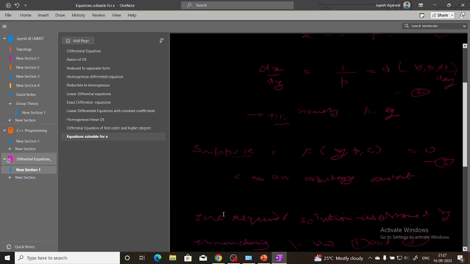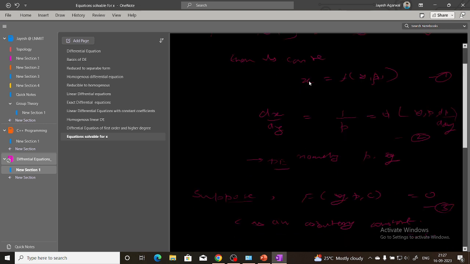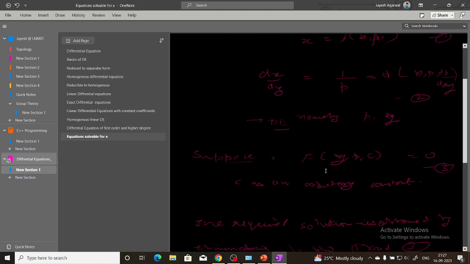Right? So let me again explain the thing. If this is the case of x equal to f of y comma p, then we differentiate x with respect to y, so dx by dy equal to 1 upon p, the reciprocal of dy by dx, is equal to phi of y comma p comma dp by dy, and this again is a differential equation in the variables p and y. Again, suppose the solution of the second differential equation is f of y comma p comma c equal to 0.